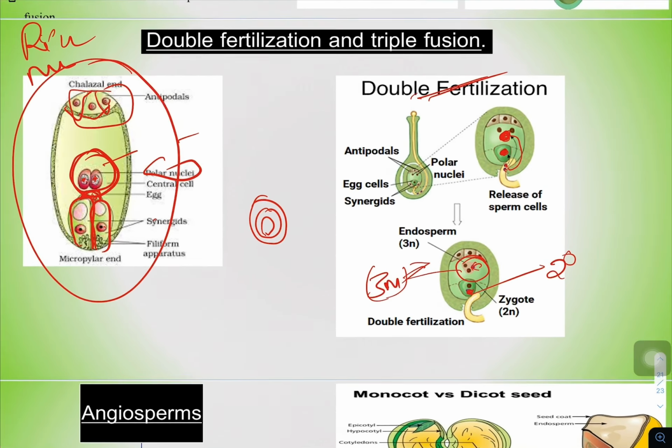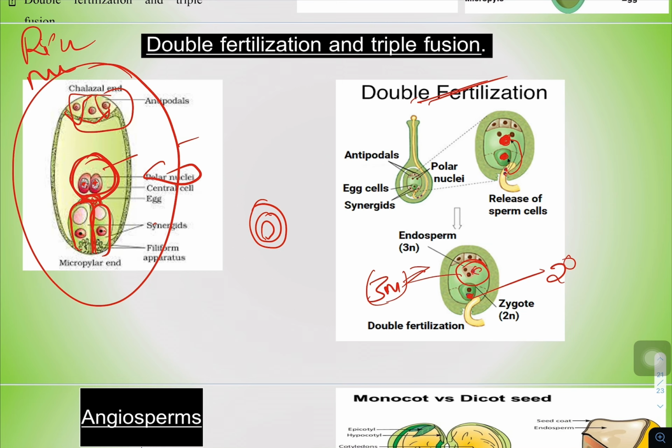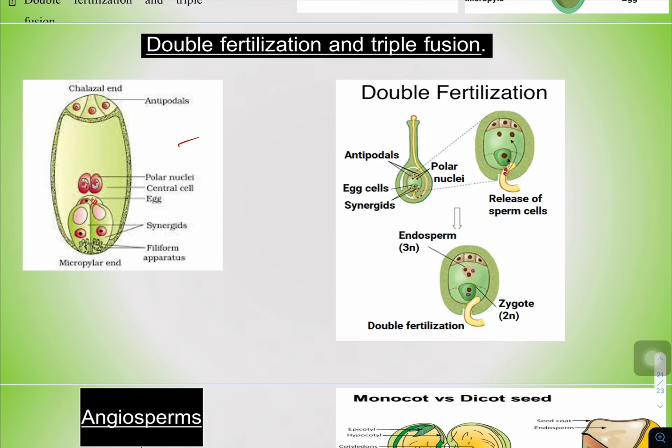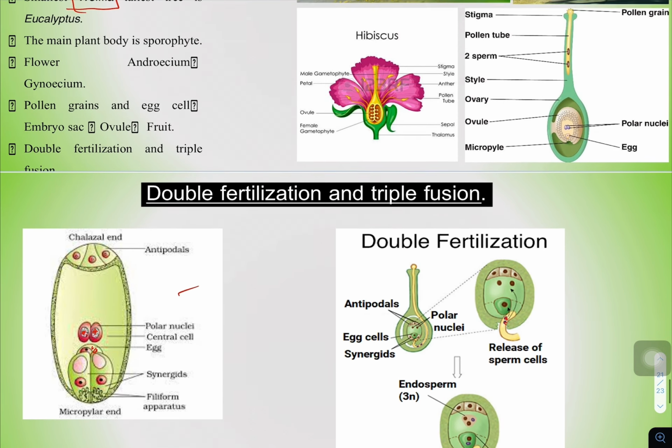This is a unique feature which can be seen only in angiosperms. Without this process we cannot expect fruit, we cannot expect seed. If for a second double fertilization and triple fusion stops or takes a pause, then millions of organisms will die. Each and every organism is directly or indirectly dependent on angiosperms, that too on double fertilization and triple fusion which is taking place within the angiosperm.